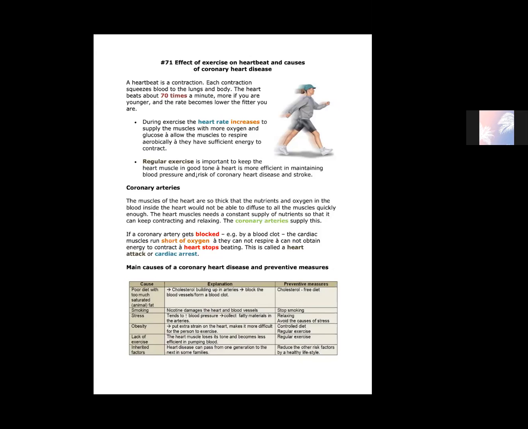When you are doing exercises, the heart rate increases temporarily. That is to supply enough blood, glucose and oxygen for cellular respiration, aerobic respiration. Now, when a person is regularly exercising, the heart muscles are kept working and maintain blood pressure, and it reduces the risk of coronary heart diseases and stroke.